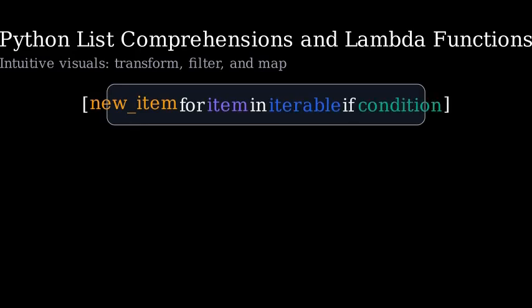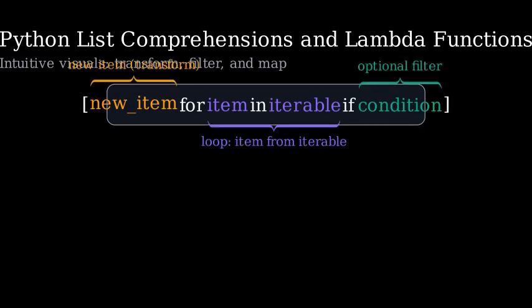Read it left to right as: new item comes from each item in the iterable, optionally keeping it only when a condition is true. I will color code the 3 parts and label them on the diagram. Now, let's add braces to call out each role. Finally, think of data flowing from the iterable through a filter into a transformation.